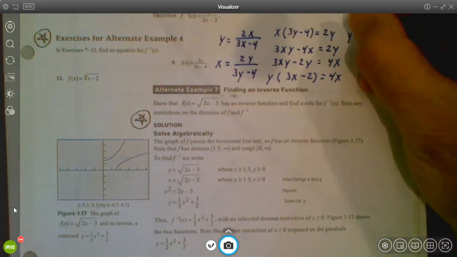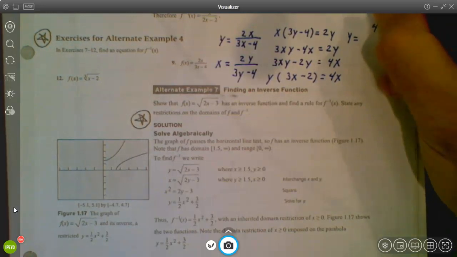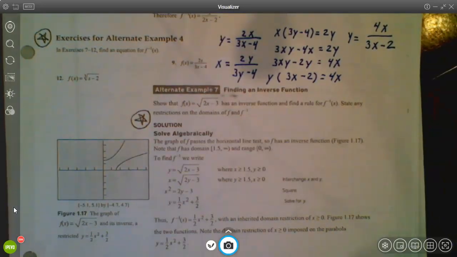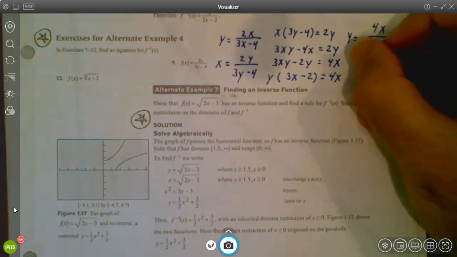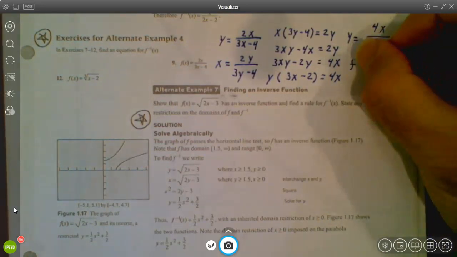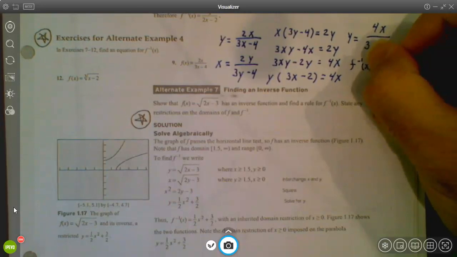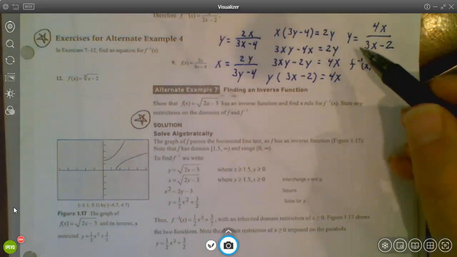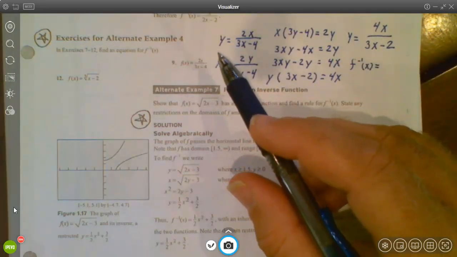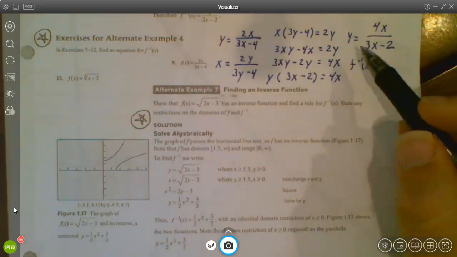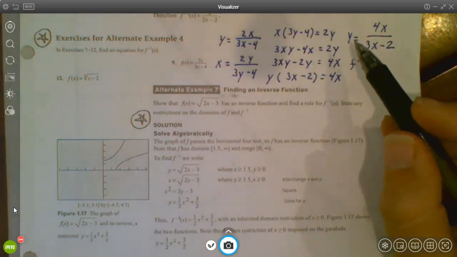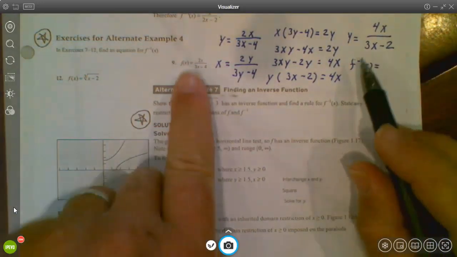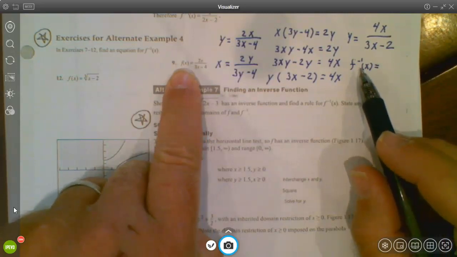So let's say 4x over 3x minus 2. And that's our inverse. So we can write it this way. In the book, you probably see it written instead of y equals, they're going to say f inverse of x equals this. And that's probably a good idea because if you left it as y equals, you might have a hard time determining what was the original and what is the inverse. So by using this instead of this, we can determine which one is the inverse and which one was the original function. So these are probably the better ways of writing those guys.